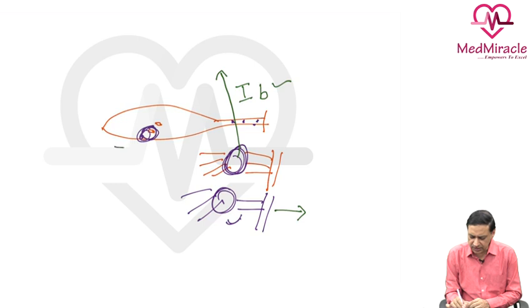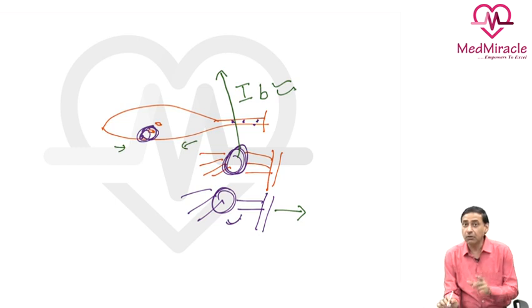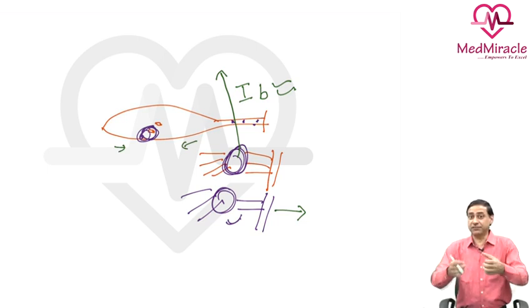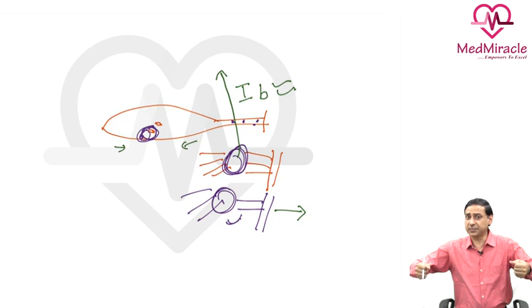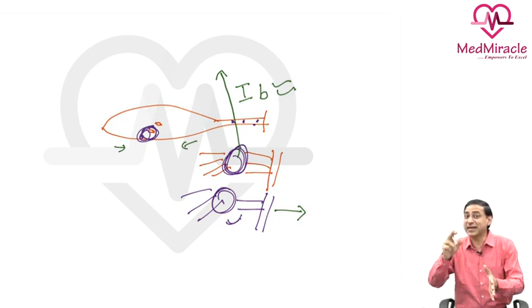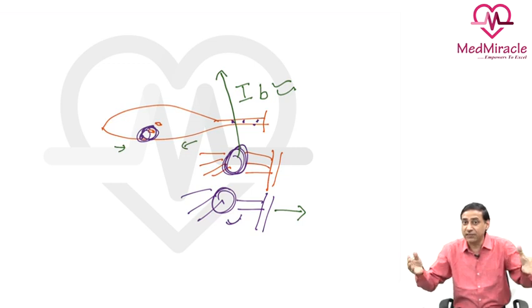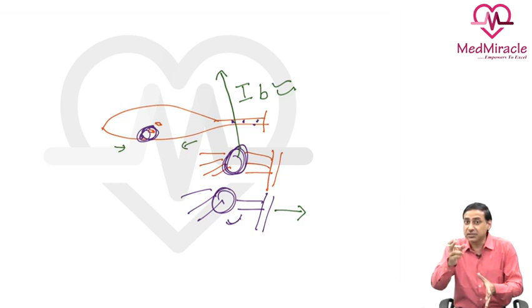If this muscle contracts, then this fiber will also fire. Okay, this is in series, this is not in parallel. In muscle spindle, what happens? When we stretch a muscle, the muscle spindle fires. When the muscle contracts, the muscle spindle is inhibited. But in case of the Golgi tendon organ, whether I stretch it or the muscle contracts, this will fire in both cases because this is in series.